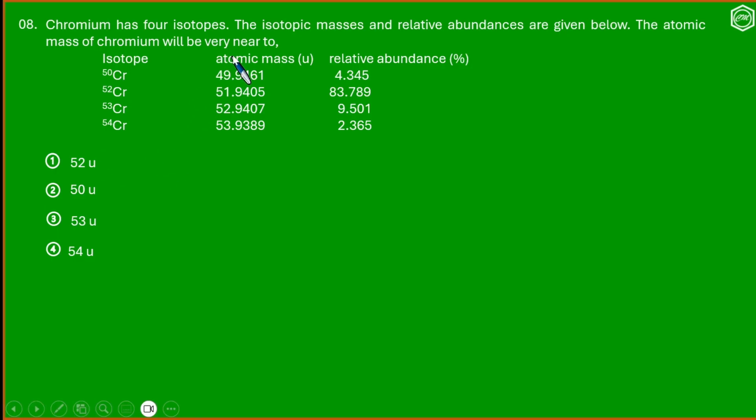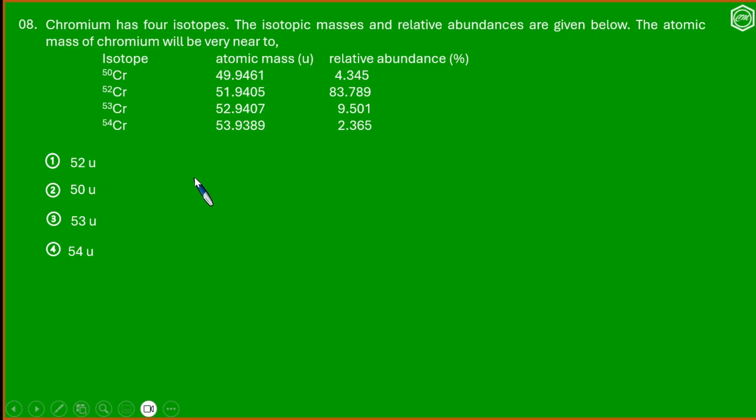So if we take the average value related to the abundance, 52 chromium is having the maximum or the highest abundance. So the atomic mass will be very near to 51.9405. That is, it should be 52.